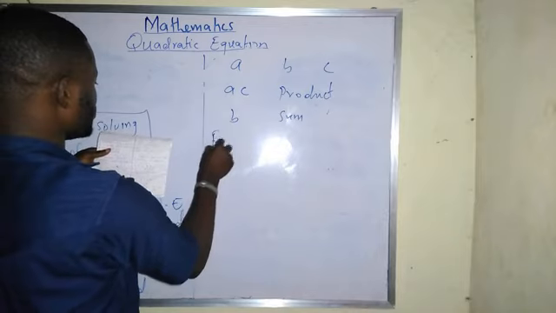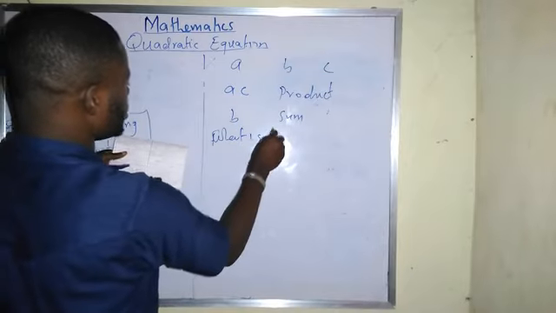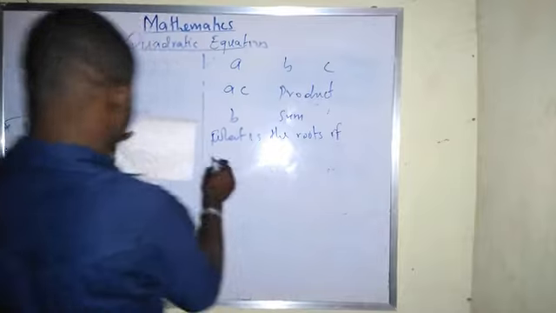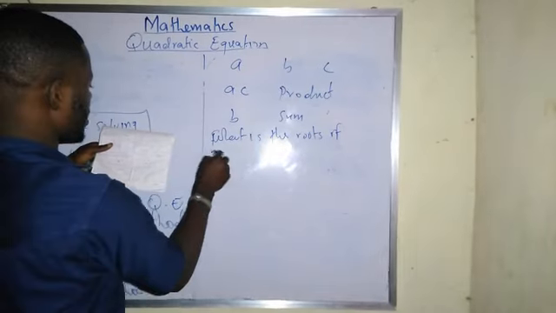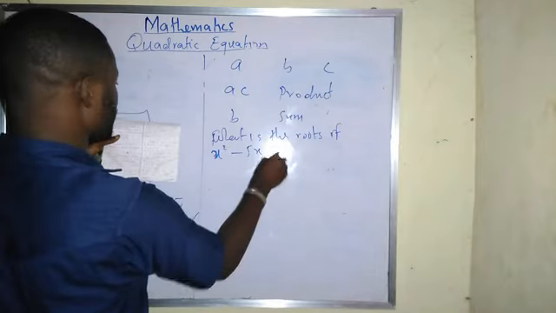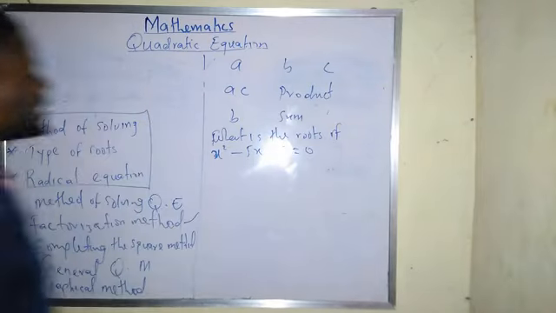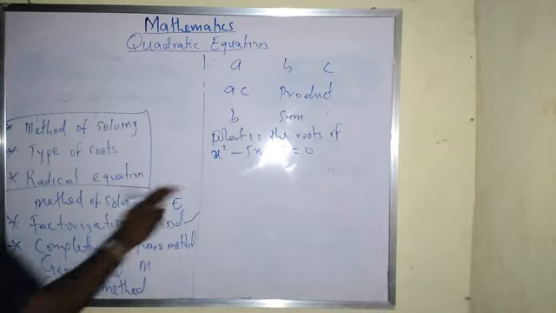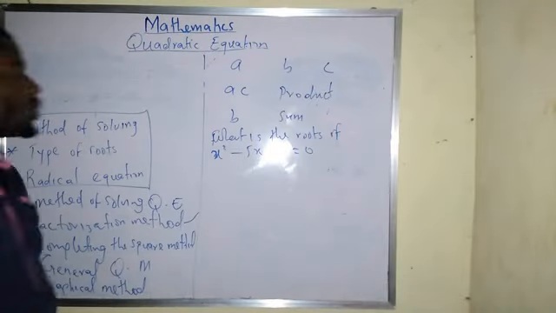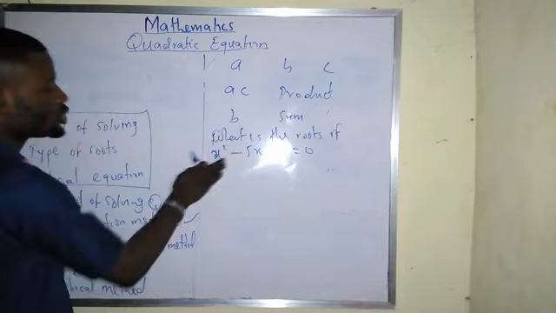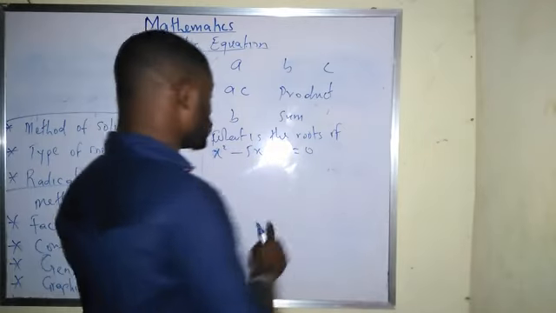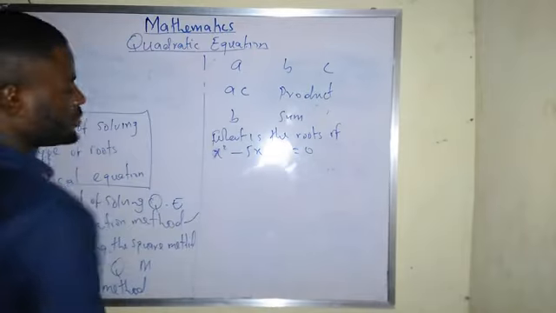Find the root of x squared minus 5x plus 6 equals 0. I can only use the word roots because this is already a quadratic equation. Once it's a quadratic equation, I'm allowed to use root. But if it is not a quadratic equation, it will be a factor, which is an expression I'm referring to.